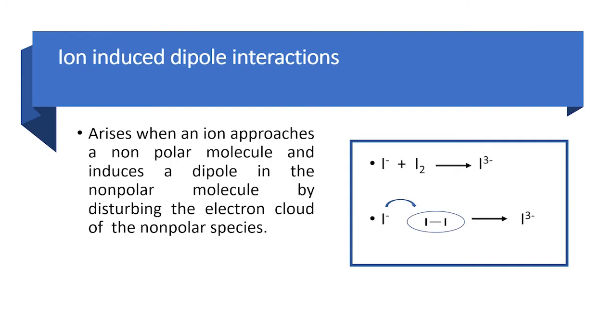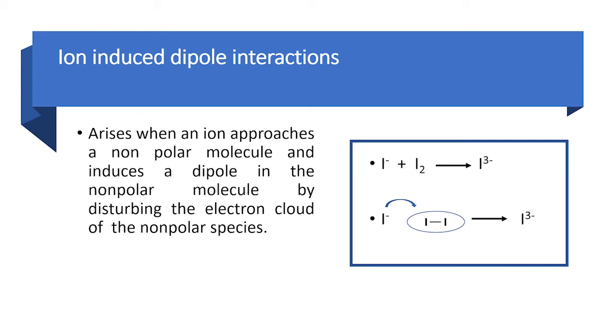The third type of secondary force is called the ion-induced dipole interaction. As the name indicates, here the attraction arises when an ion approaches a non-polar molecule and induces a dipole in the non-polar molecule by disturbing the electron cloud of the non-polar species. We can illustrate this with the example of the formation of the triiodide ion from an iodine molecule and I minus ion, from the interaction between I minus and I2.